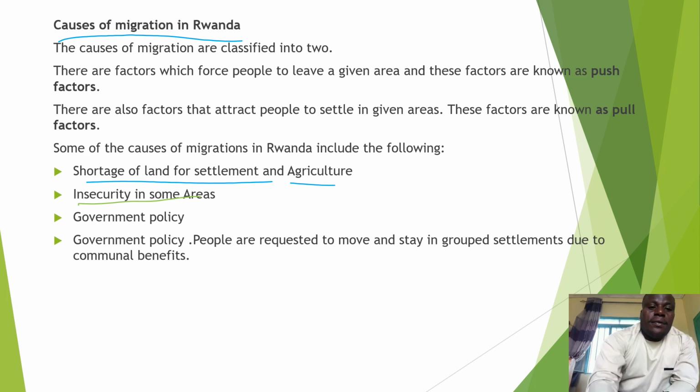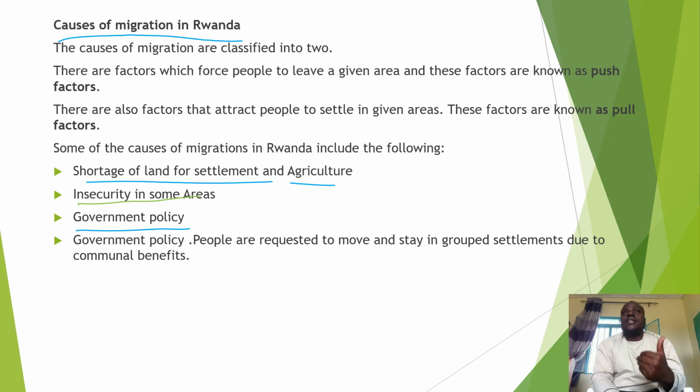Then we have government policy. For example, of recent, the government has been displacing people, telling people to migrate, advising people to migrate from wetlands and stay in areas which are safe.